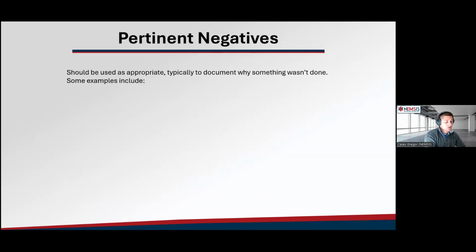Pertinent negatives, there's quite a few different pertinent negatives. They're not allowed in every element, only some elements. But let's talk about a few examples. So we have contraindication noted, exam finding not present, no known drug allergy, and symptom not present. So these are all pretty self-explanatory. You can understand how these would be used in certain situations, right? You're not going to record broken leg if they don't have one. Exam finding not present, right? Use them in situations like that where allowed.